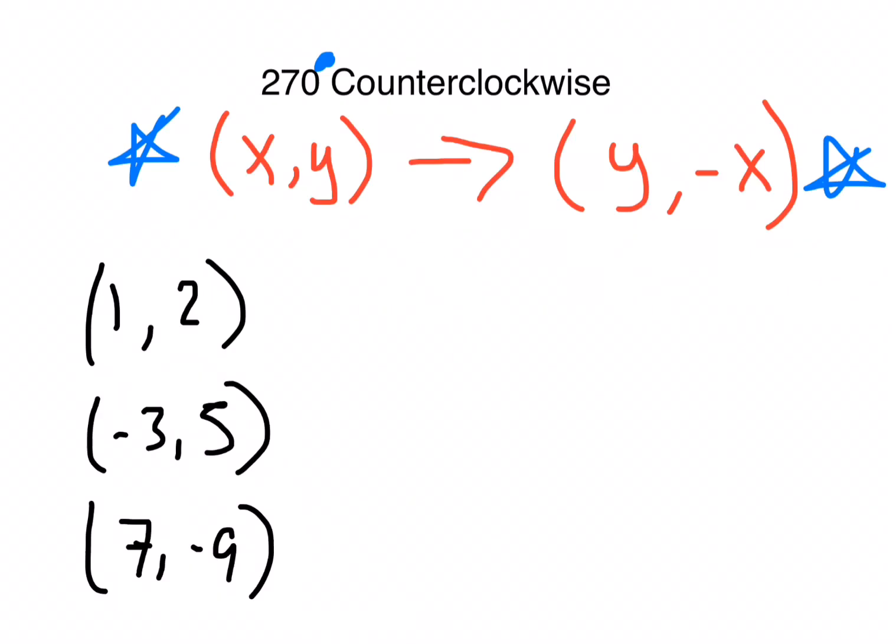All right, so back to our rule. It's telling us that for (x, y) becomes (y, negative x). So we continue with our example. (1, negative 2) is going to become, this is y, this is x and this is y. It's going to become (2, negative 1).